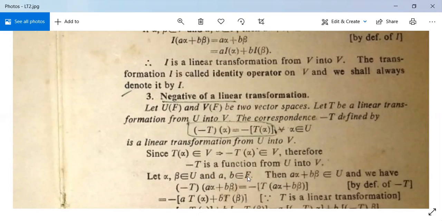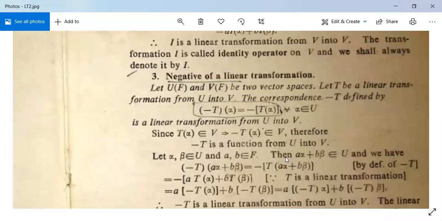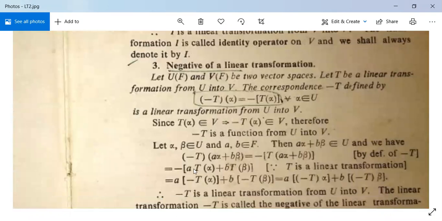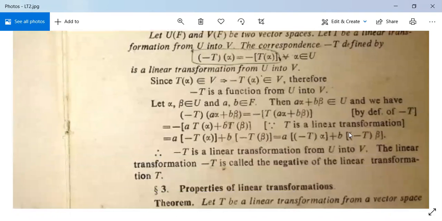Suppose alpha, beta belong to U and a, b belong to F, then a alpha plus b beta belongs to U, and minus T of a alpha plus b beta will be minus times T of a alpha plus b beta as per the definition. So it can be written as minus of a T alpha plus b T beta. So it is minus a T alpha plus minus b T beta. It means a into minus T alpha plus b into minus T beta. So this relation shows that this minus T is also a linear transformation from U into V. The linear transformation minus T is called the negative of the linear transformation.